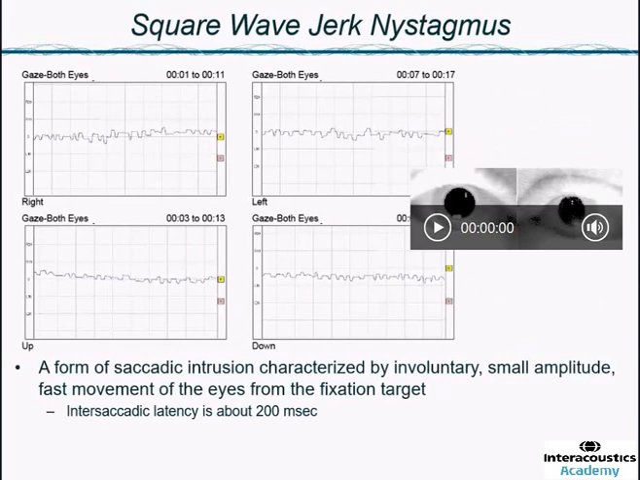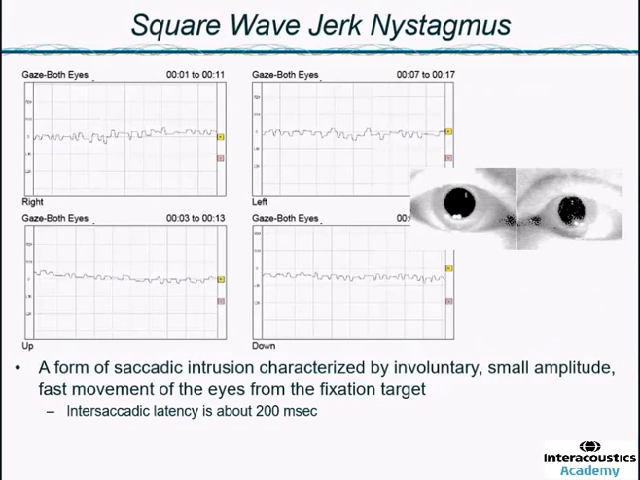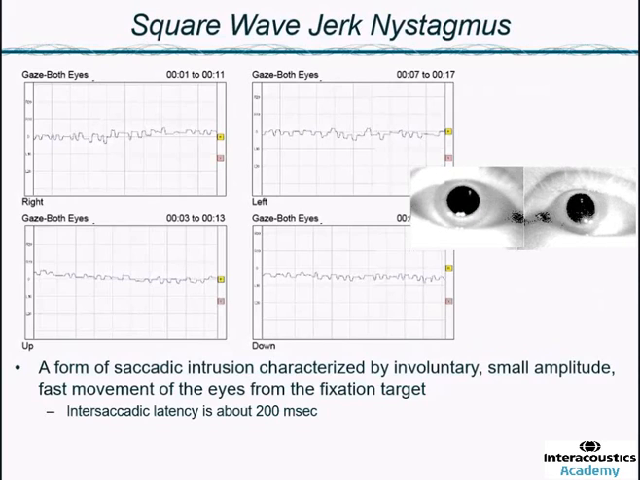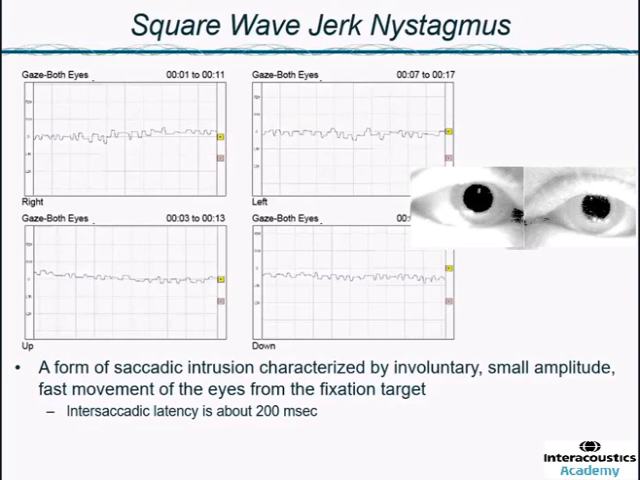Now, as we discussed, we have another type of nystagmus, which in reality is not nystagmus. That is a square wave jerk. As you can see here in the video, the patient's eye movements have no slow phase at all. It's just back and forth eye movements. And if you look at the tracings, the width of these squares is around 200 milliseconds. So that's clearly indicating that this is not a voluntary eye movement. This is a square wave jerk.